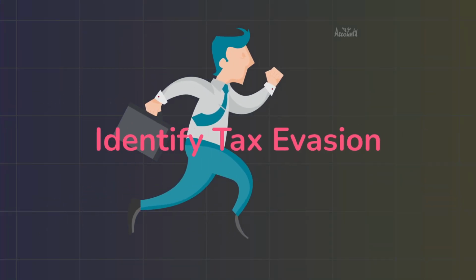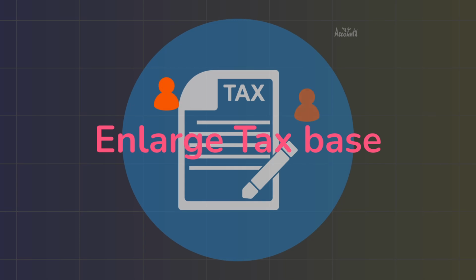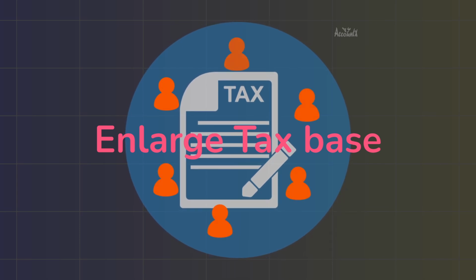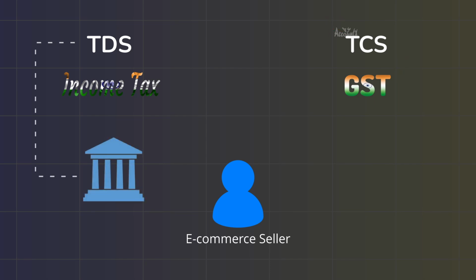So you must be now wondering why both TDS and TCS on the same transaction. This is because 1, to help identify tax evasion, 2, to enlarge tax base, that is to bring in more and more e-commerce sellers to the tax net. Now, how does this happen? Let's understand. We know that TDS is collected as per income tax law and TCS as per CGST Act. But what if you are not GST registered? No TCS for you. This is when TDS comes to the rescue of the government.